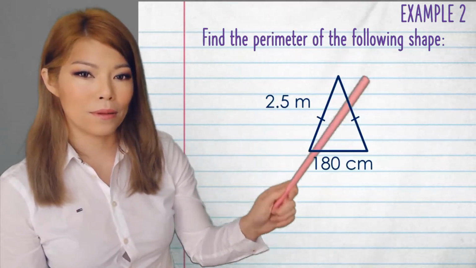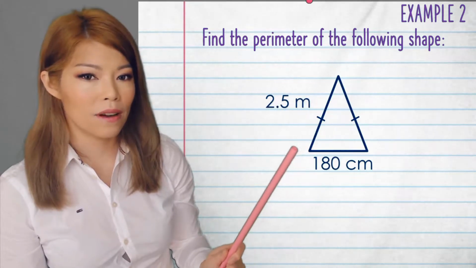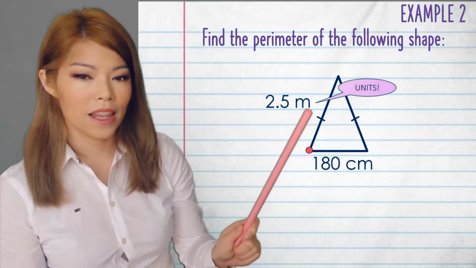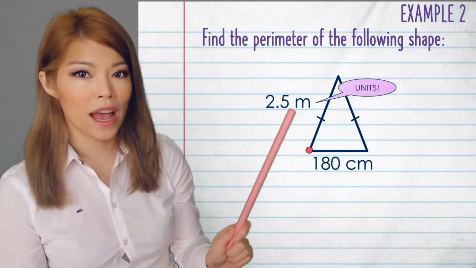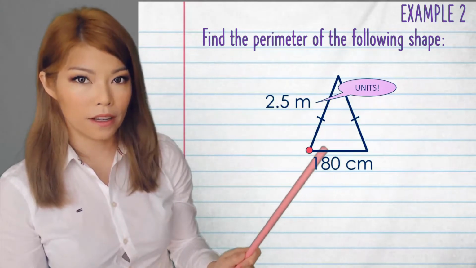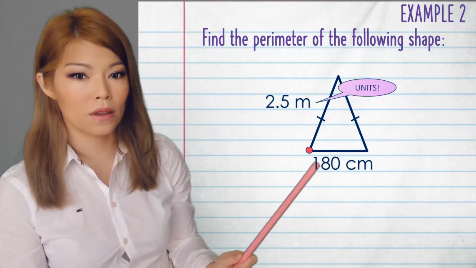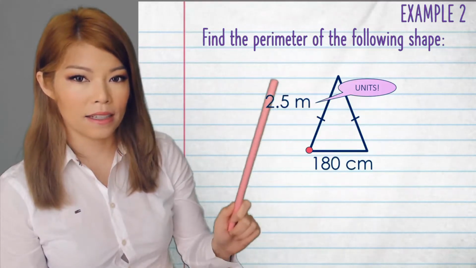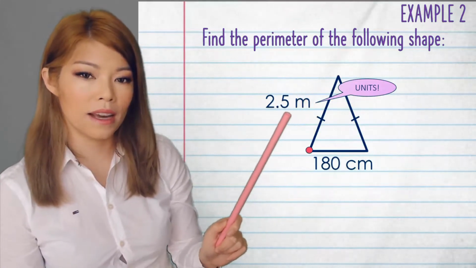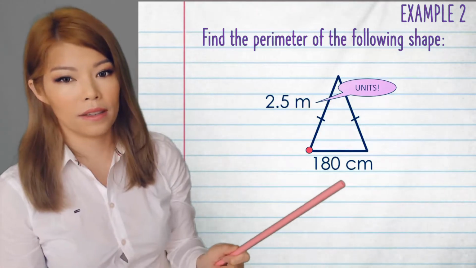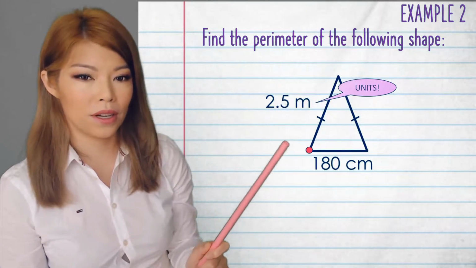This example doesn't look too hard. However, if you look carefully, the units are not the same. So we have to change to a common unit. We have to use the same units. It doesn't matter. In this question, it doesn't say what the answer should be. So we could use meters or centimeters. I'm going to avoid decimal points. So I'm going to use centimeters.